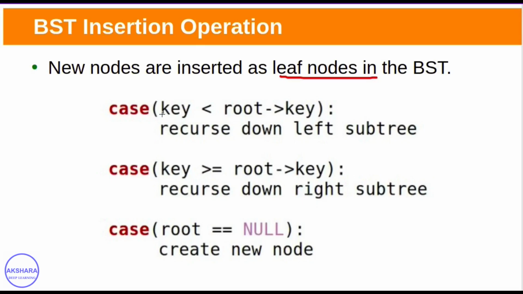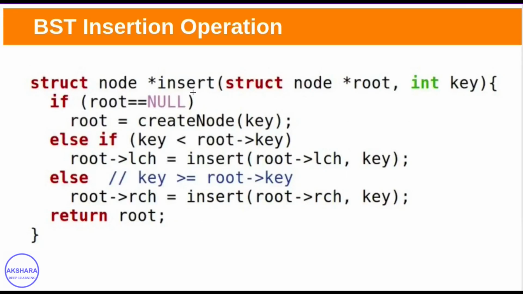If the value to be inserted is less than the root's key, then recurse down to the left subtree. If the value to be inserted is greater than or equal to the root's key, recurse down to the right subtree. If we find a null leaf, then create a new node with the value to be inserted. That new node will be attached to either the left or right of its parent based on its value. This is the recursive procedure for BST insertion.